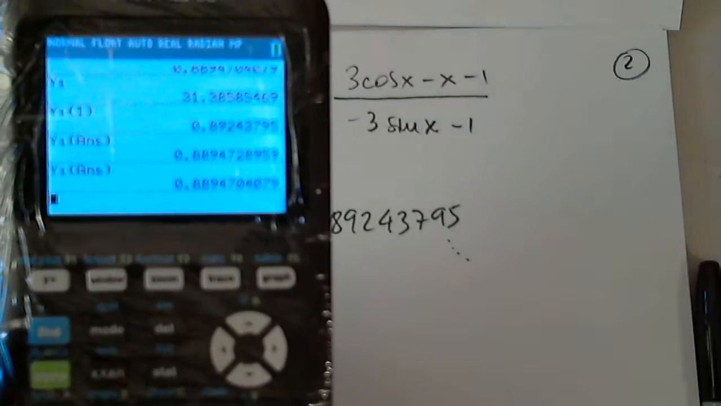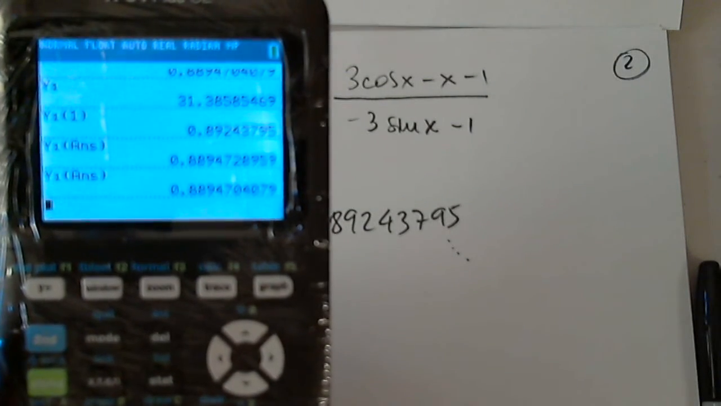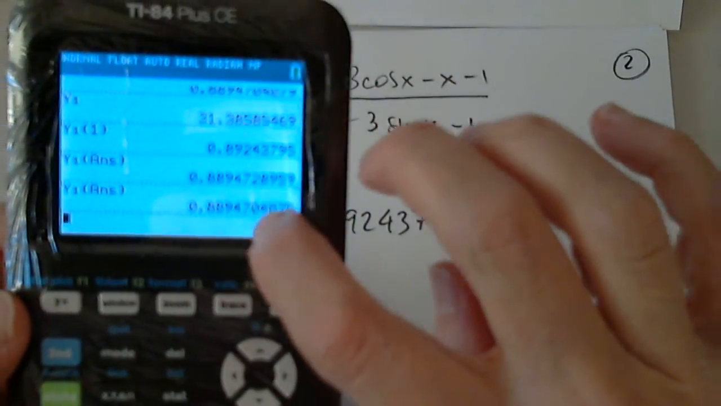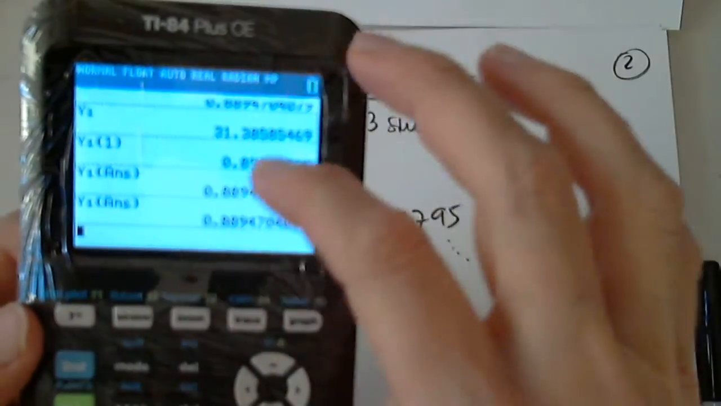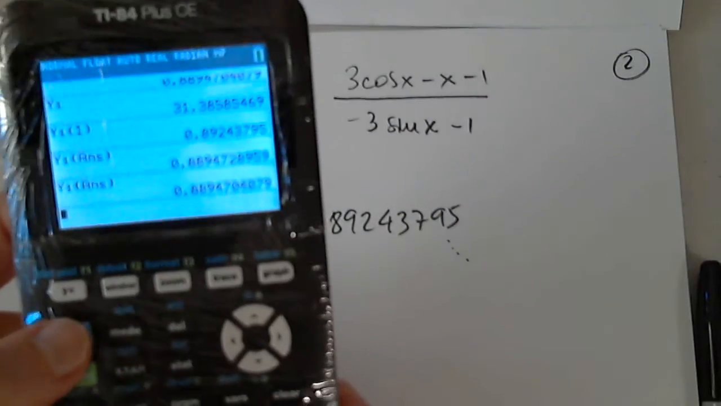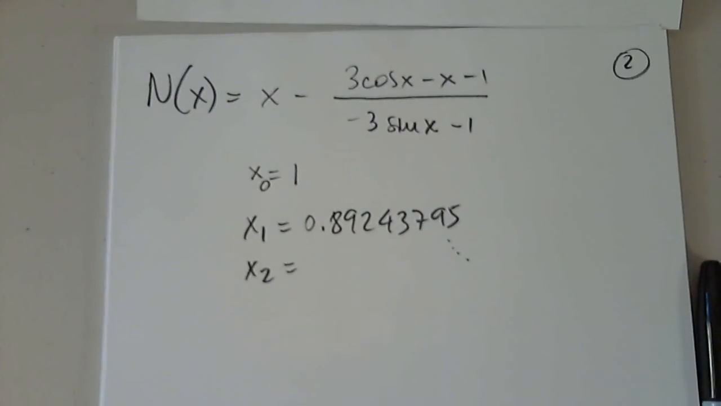Okay? If you actually want to stop at 5 decimal digits, then it converged in 2 steps after x naught. Very good.